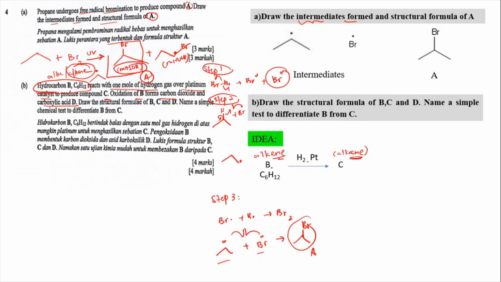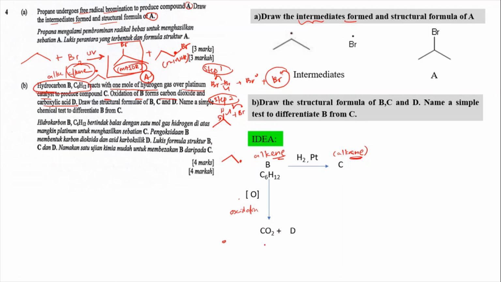And then B here will undergo oxidation. So I'm just going to put it as bracket oxygen, which refers to oxidation. And this is going to produce carbon dioxide as well as compound D, where D here refers to the carboxylic acid. Okay, and for C, you know that because it's going to produce an alkane, you're going to add 2 hydrogens, so it's going to become C6H14. So you know that it has 6 carbon, and the general formula for B is C6H12.